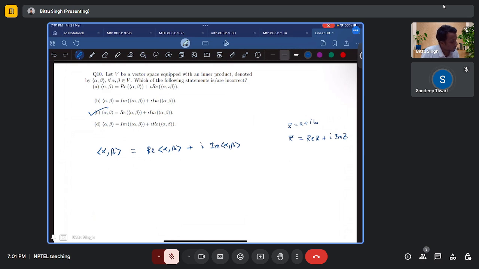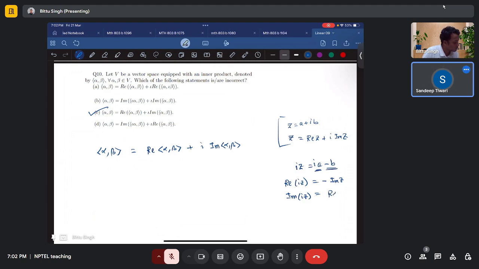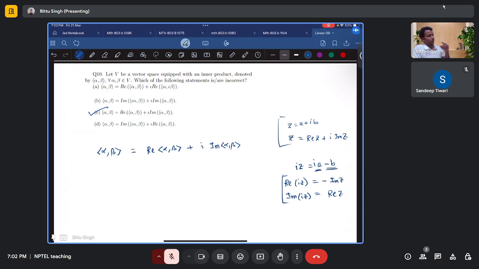So again, also note that these are some observations. If we just multiply z with i, then it will be ia minus b. So what is the real part of iz? The real part of iz is minus b, but that is the same as minus the imaginary part of z, just put a minus. And similarly, the imaginary part of iz is actually the same as a, the real part. So those are some observations we need here.